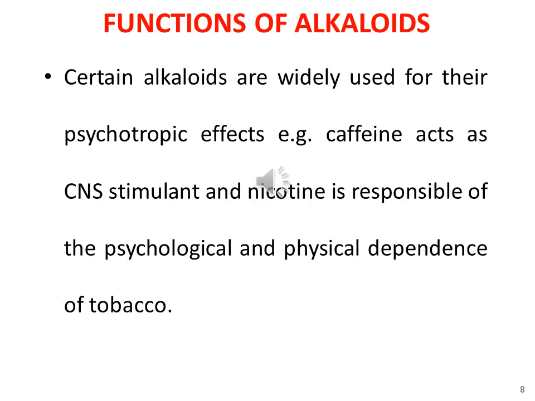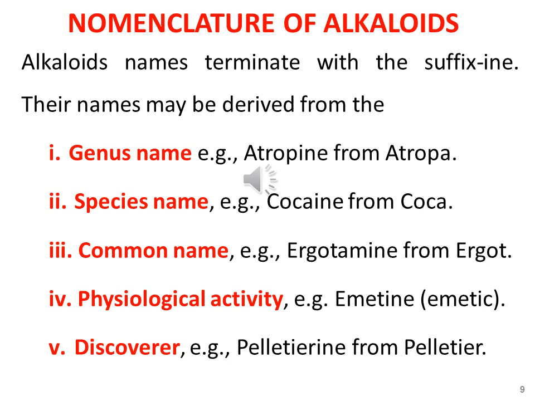Here is a list of the key concepts that we are going to learn today. We will have first some definitions of alkaloids, then we will discuss their functions in plants and animals. We will also study in this lecture the nomenclature of the alkaloids and different types of methods used to classify them. There is no unique method for naming alkaloids.